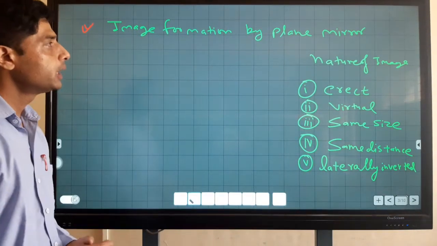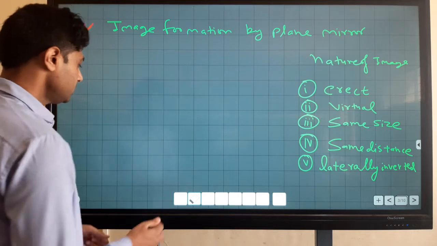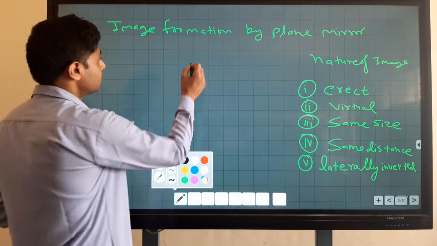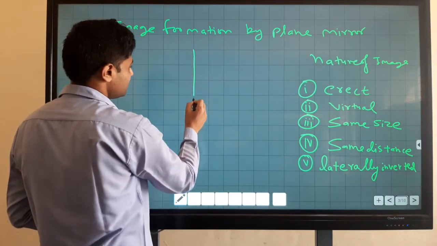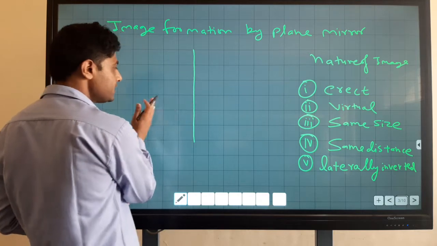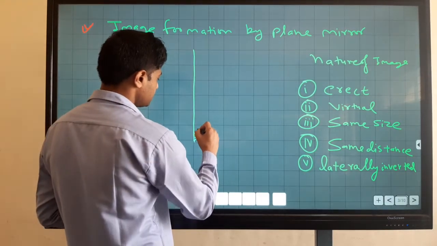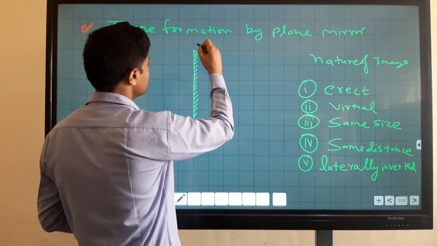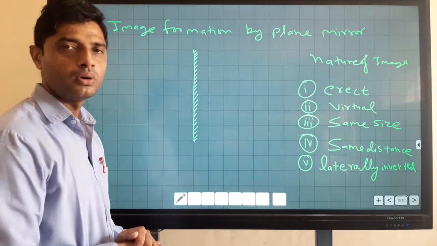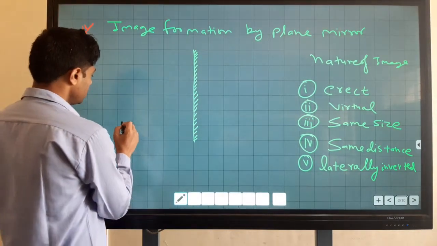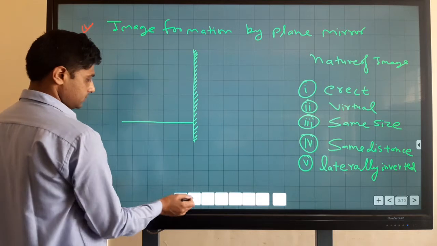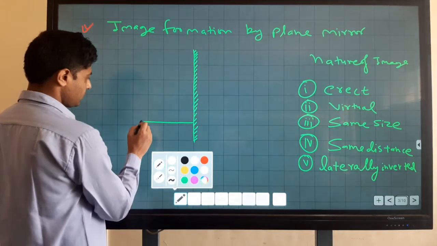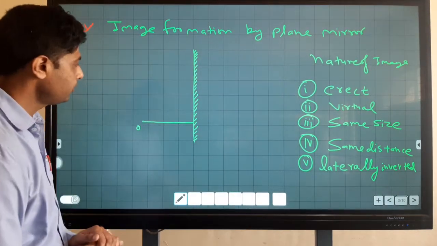Image formation by a plane mirror. We have to see the image formation by a plane mirror. Let this be a plane mirror. One side is the reflecting surface and the other side is polished. We can use a thin layer of silver metal for polish. Let this be a point object O placed in front of the mirror.